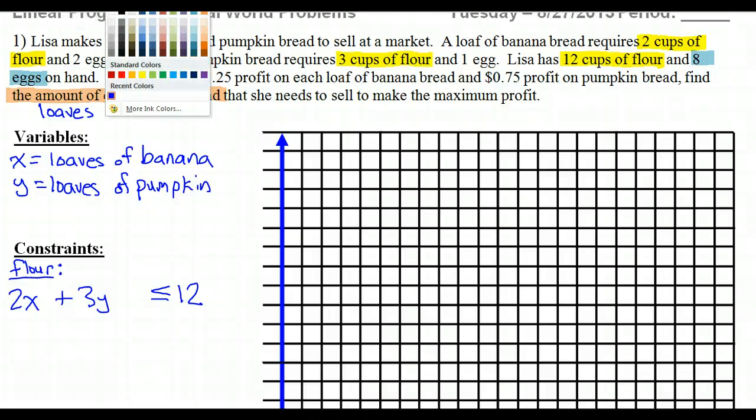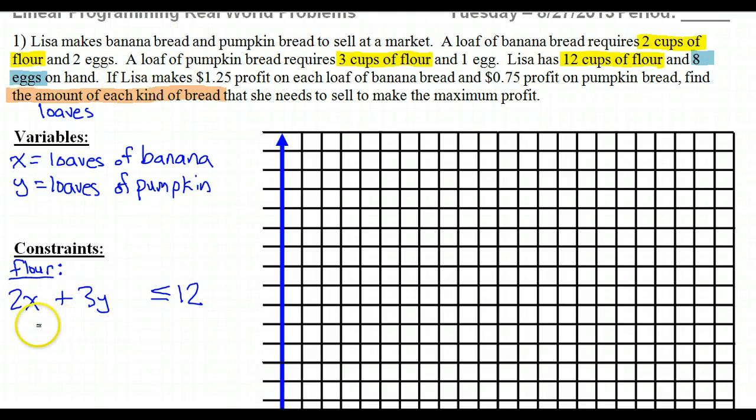Alright, so as I go to write this constraint, which I'm going to write in red, I'm going to label this as an egg constraint. Okay, and she's got 8, so that means over here I'm going to have less than or equal to 8. So then it's a matter of, fine, how many eggs per banana loaf, x, and how many eggs for a pumpkin loaf, y. And let me go back to my highlighter and see what it says.